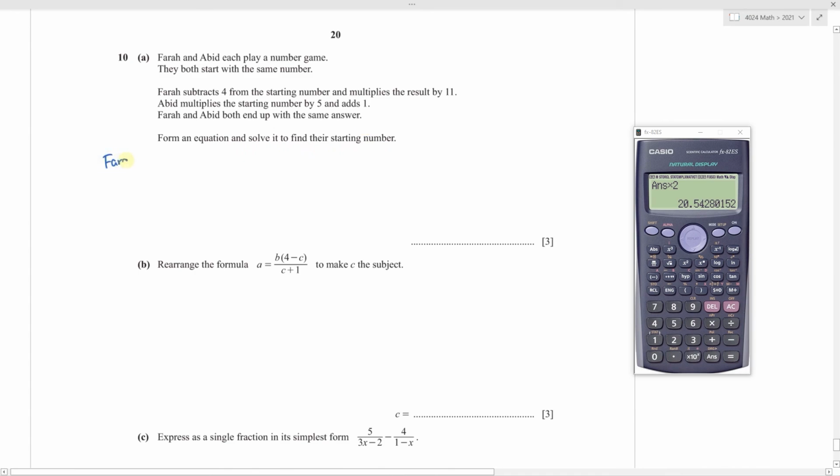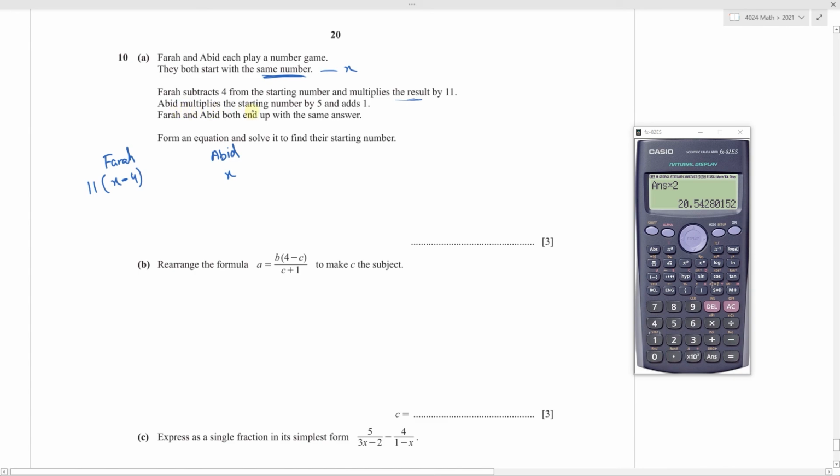So we have Farah and Abid. They both start with the same number. So let's call that number x. So they both start with x and x. Farah subtracts 4 from the starting number and multiplies the result by 11. So what is the result of x minus 4? Farah multiplied that result by 11. So you have to multiply x minus 4 by 11, not just the starting number. You first have to subtract, and whatever the answer, multiply it by 11.